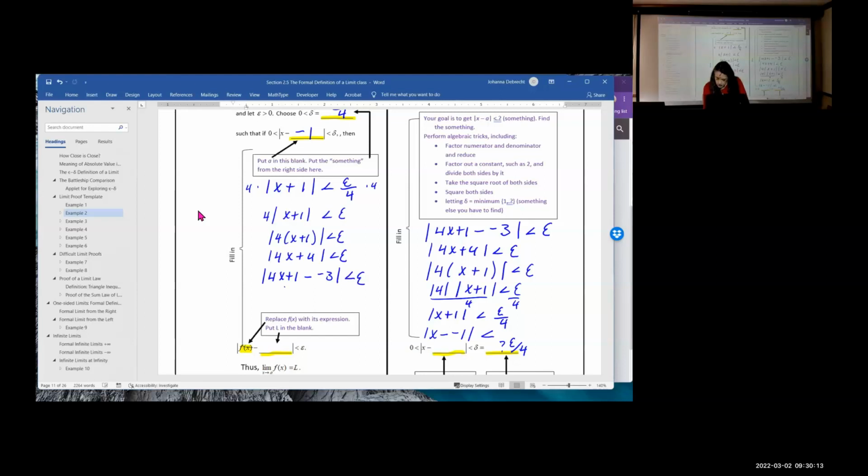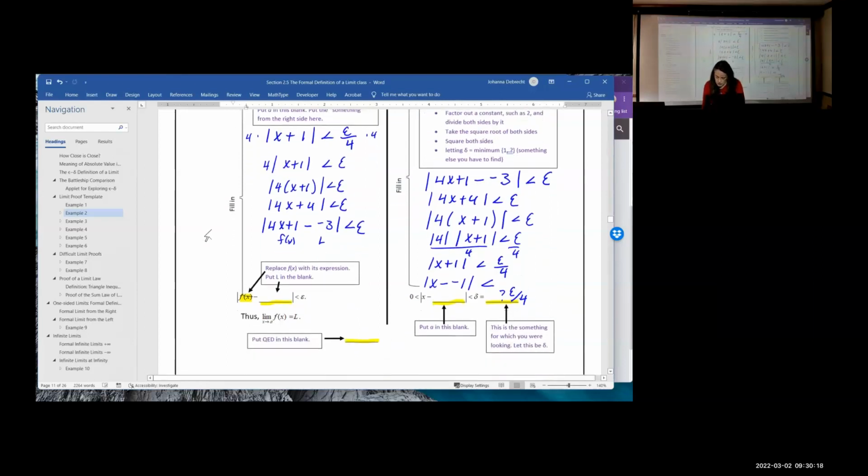And this is what I was looking for. This is my f of x, and this is my L. So I've achieved what I wanted right here: f of x minus L. Thus, the limit as x approaches -1 of 4x plus 1 equals -3, period. Q.E.D. Very formal writing, very stylized.